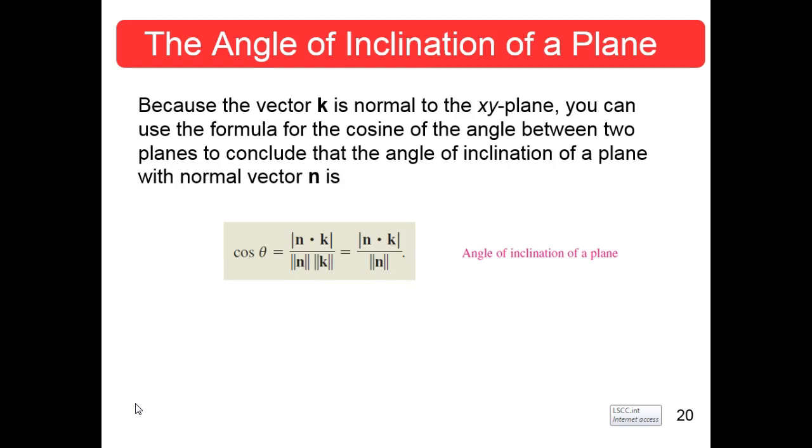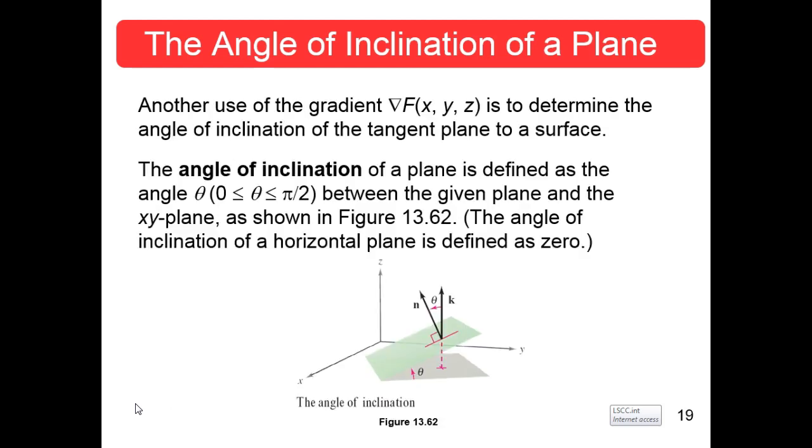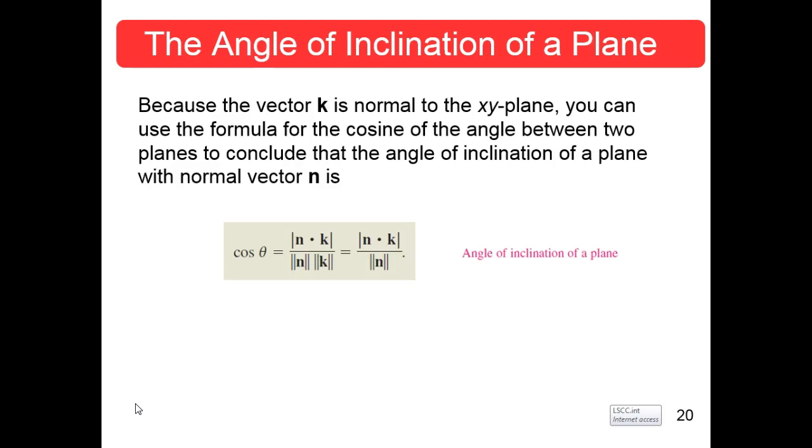Because the vector k is normal to the xy plane, you can use the formula for the cosine of the angle between two planes to conclude that the angle of inclination of a plane with a normal vector n is this. Now, let's think back. One of the last things we said here, if it's parallel to this, the angle is 0. Now, that meant for that cosine, if that angle is 0, that cosine had better be 1. Because cosine of 0 is 1.